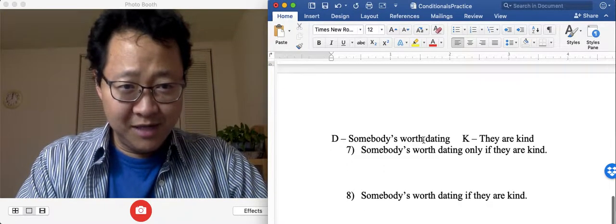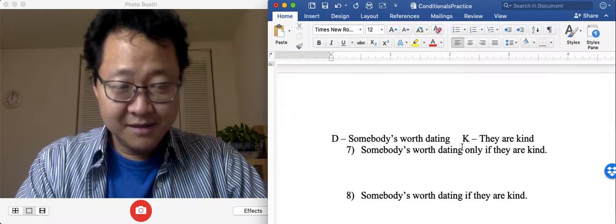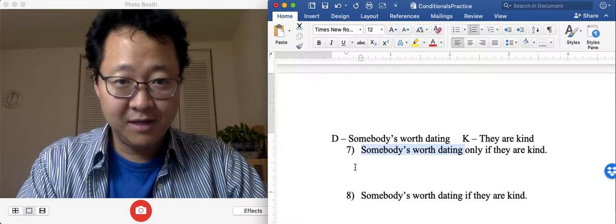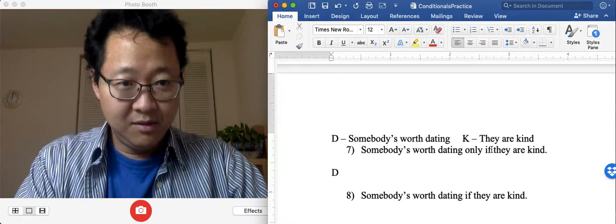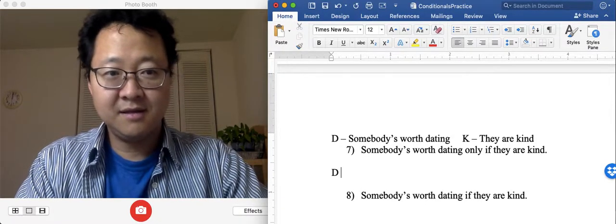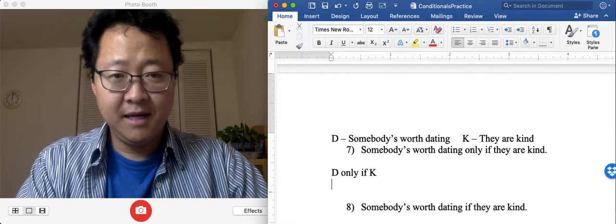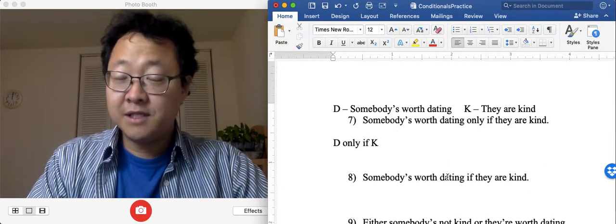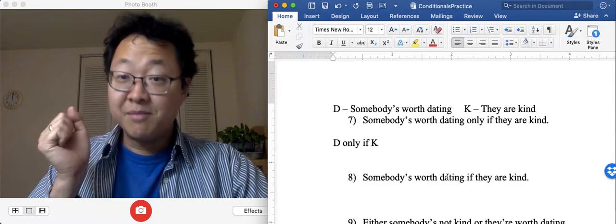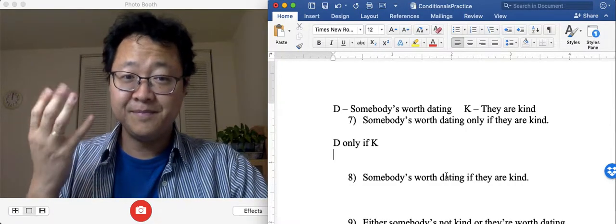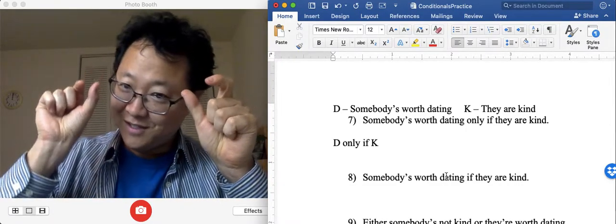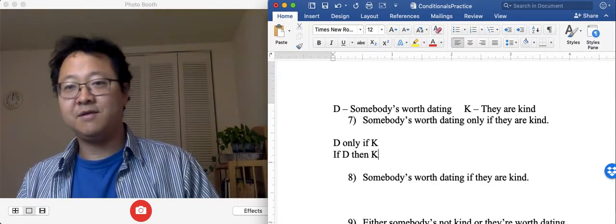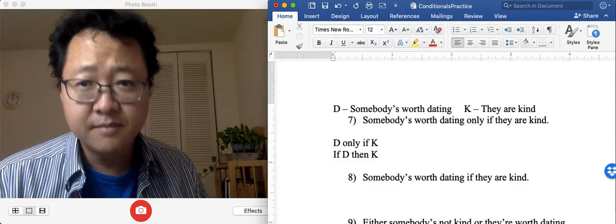So someone's worth dating only if they're kind. So step one, plug in the letters. Someone's worth dating. We can let that be D. Only if they are kind. That'll be K. Okay. Now convert this into if-then. You have to remember for the only if, what do? The left and the right side, they just drop straight down. So if D, then K. And now we're done.